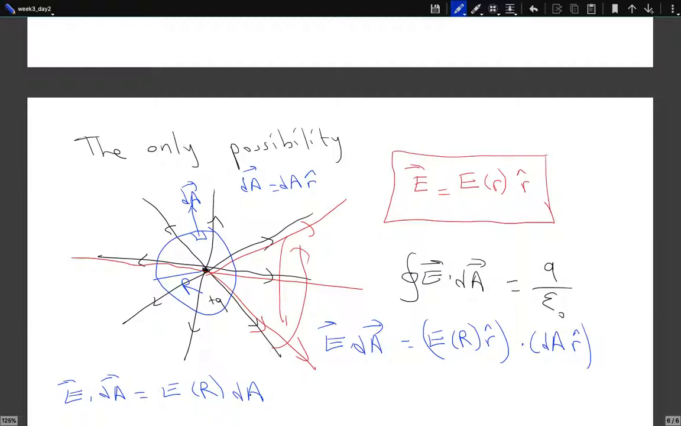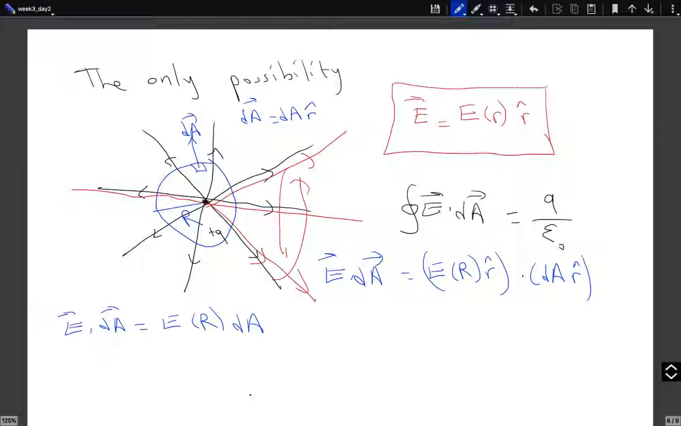Now I can put this back into my integral expression, my Gauss's law. So Q over epsilon 0 should be equal to the integral of E(R) times dA. Now, as I promised, this is just a constant over my surface. So I can take that constant out of my integral.